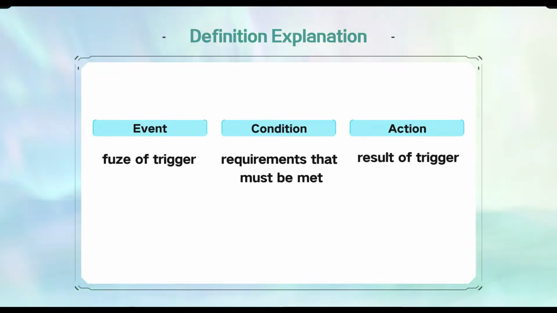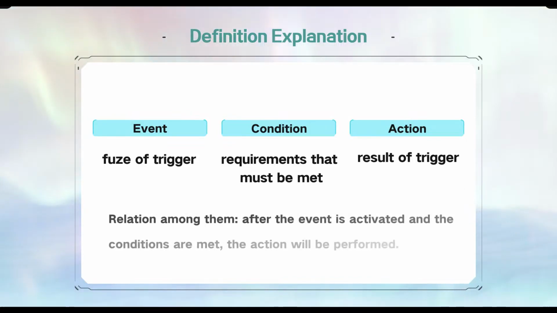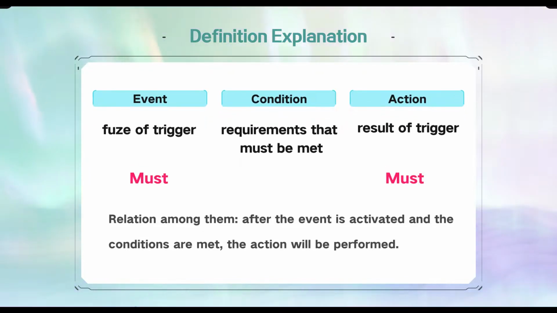We can understand the relationship in this way. After the event is activated and the conditions are met, the action will be executed. In addition, the event and action are a must in the trigger, but the condition is optional.